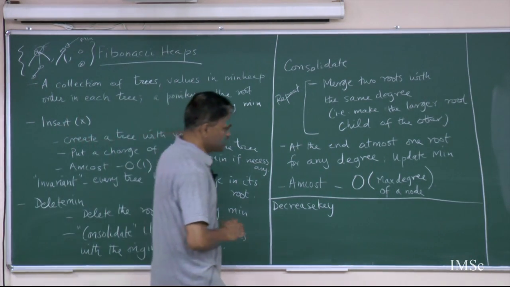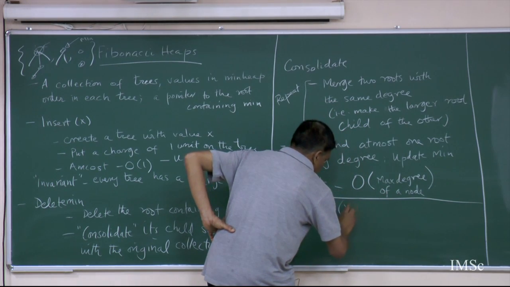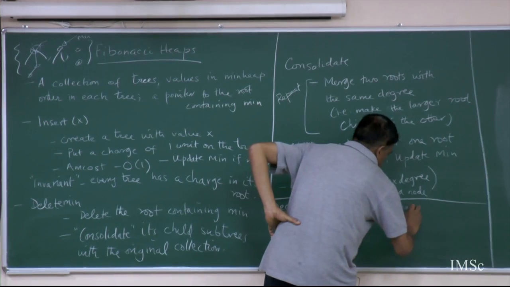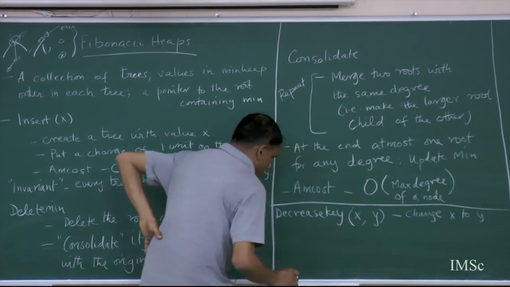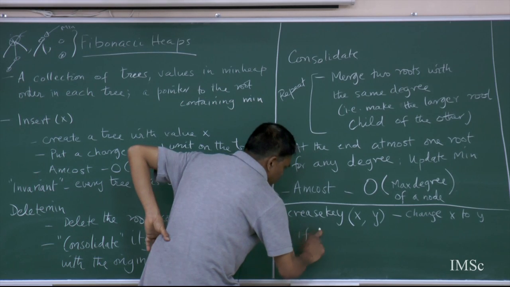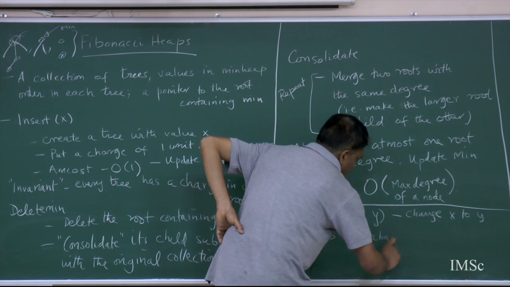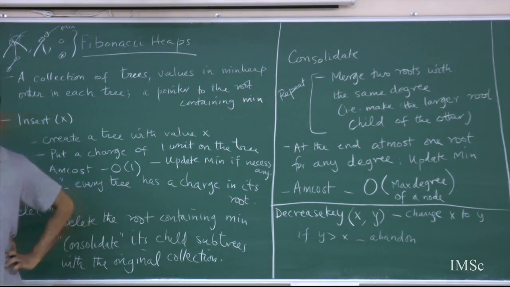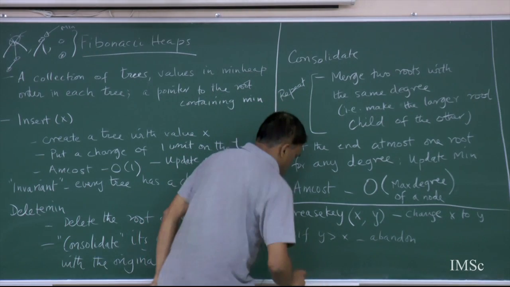And decrease key operation does the following. So what is decrease key operation? I want to change some x to y. So if y is more than x, then something is wrong, because I'm allowed to only decrease the value. So if the new value is more than x, just don't do anything.